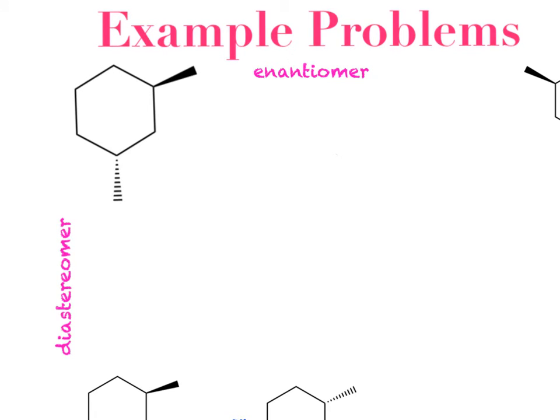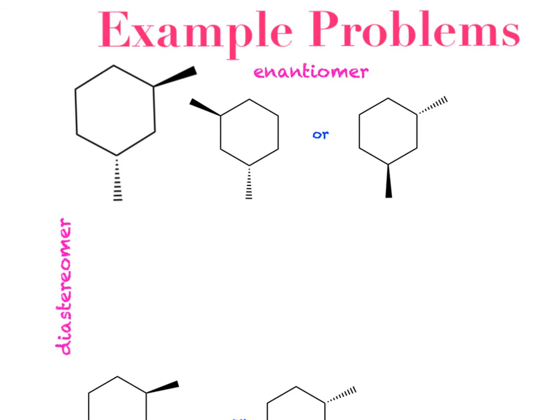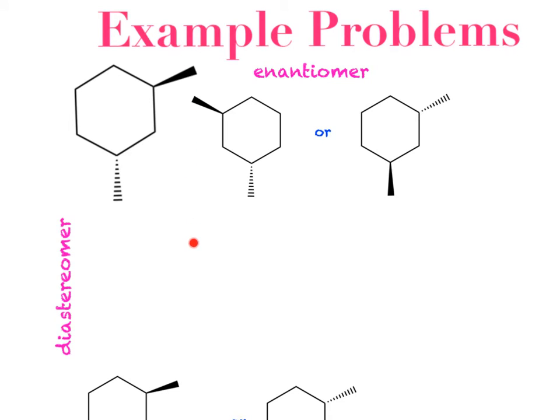So here's a sample problem, and I challenge you to pause the video and draw the enantiomer and the diastereomer of this molecule here. So the two possible enantiomers that you could have drawn would look something like this, where it can either be exactly a mirror image, or you simply need to switch both of these so that if it was facing forward, it's now facing back, and if it was facing back, now towards the front.